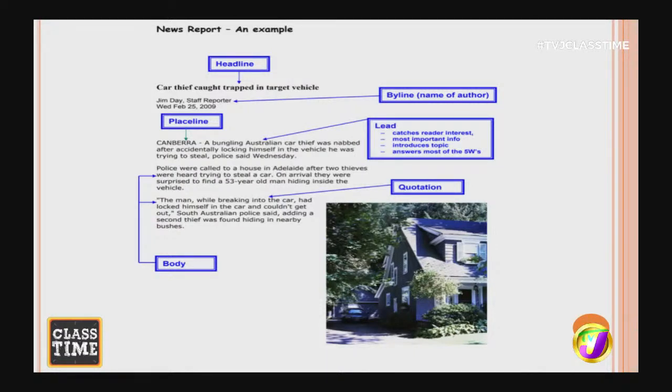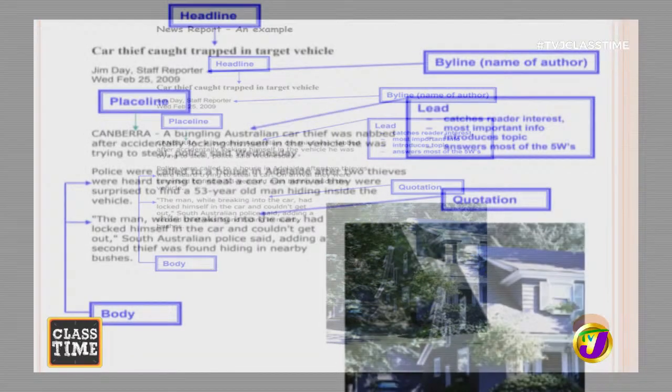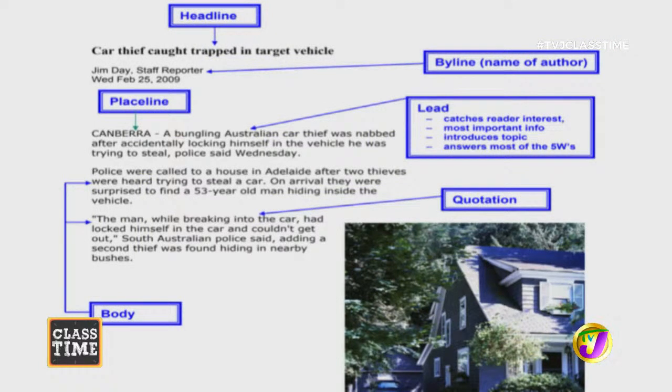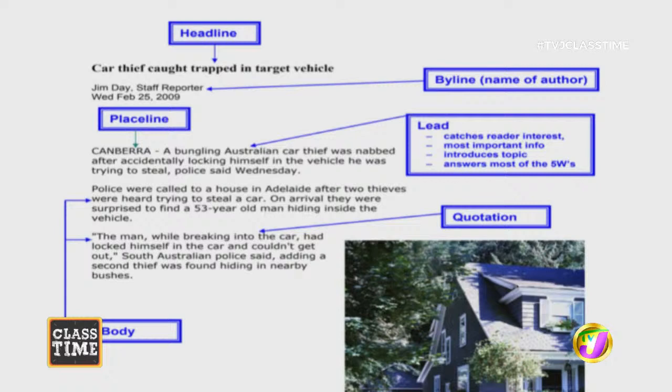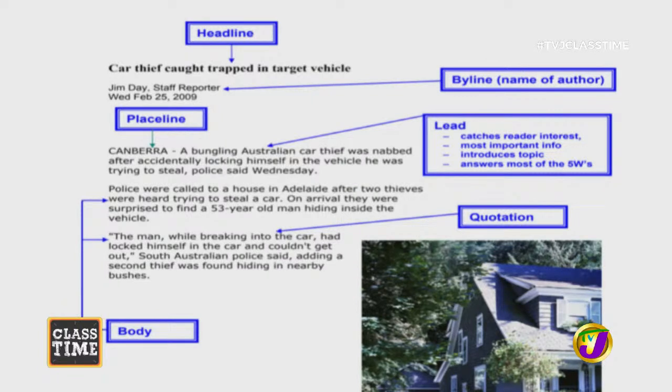Now, news report, and here it states it is an example. Headline, car thief caught trapped in target vehicle. Byline, Jim Day, staff reporter, Wednesday, February 25, 2009. Place line. Remember, the place line is where the incident took place, and in this case, it is in Canberra, and Canberra is located in Australia. Lead. Remember, what should we have in the lead? What are the questions that we should answer in the lead? Remember the W's. Who, what, where, when.